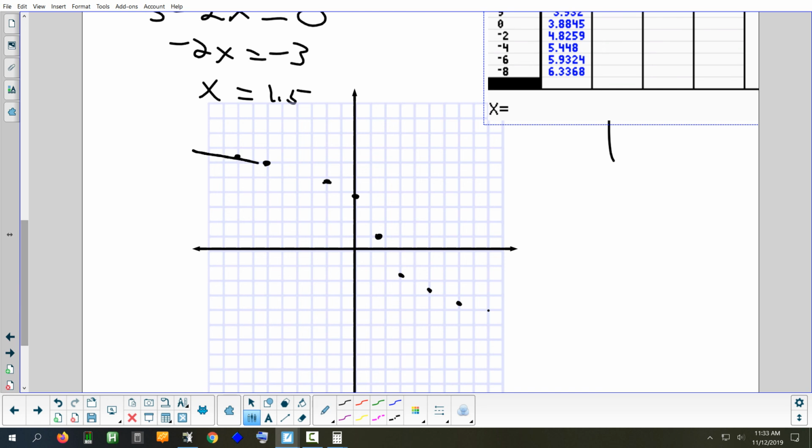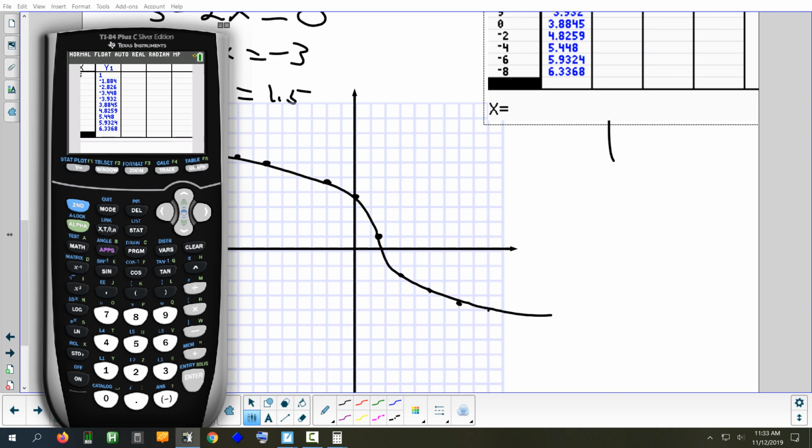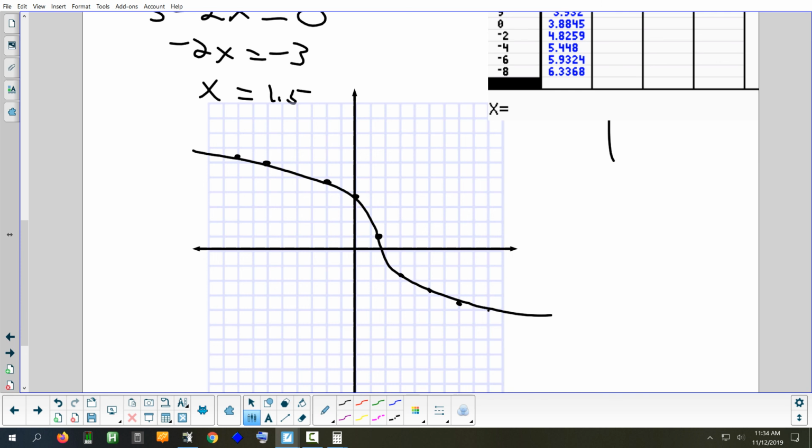And so something kind of like that. Let's hit graph and see how I did. Might have been a little steeper in the middle than I drew it, but I think that'll look decent. So it should cross the y-axis. That looks good. Comes down. Yeah, that's pretty good. That's good. So that's a cube root. Any questions on that?